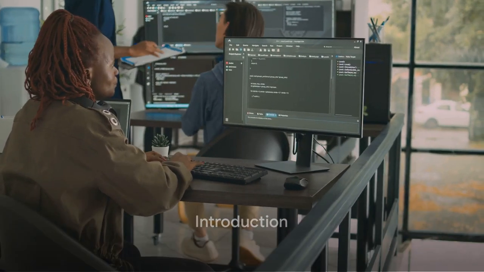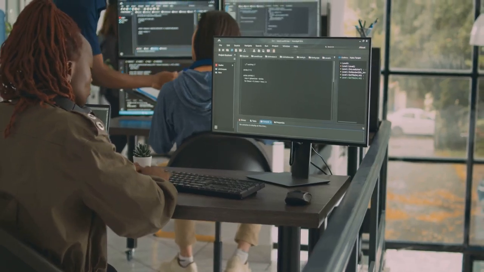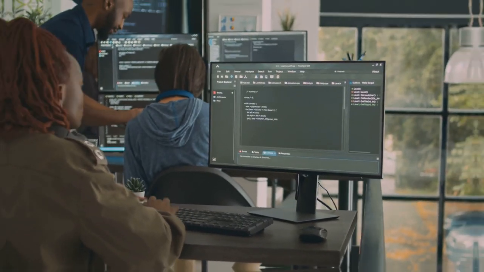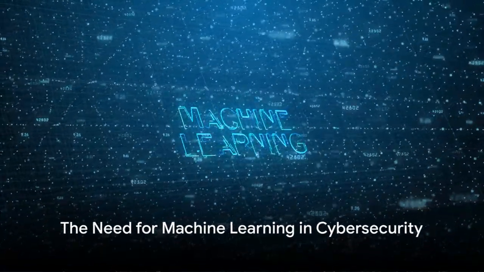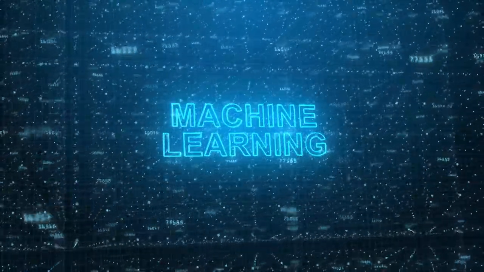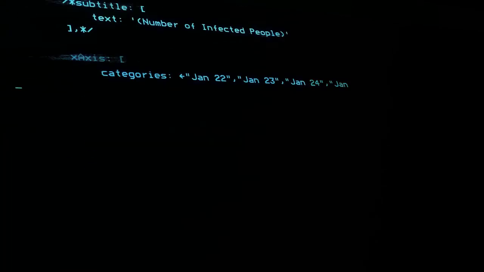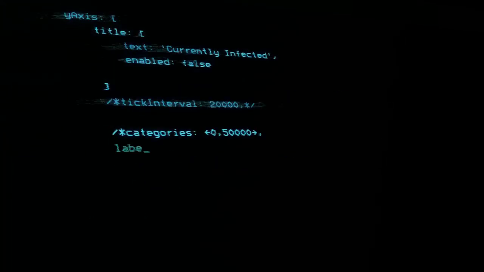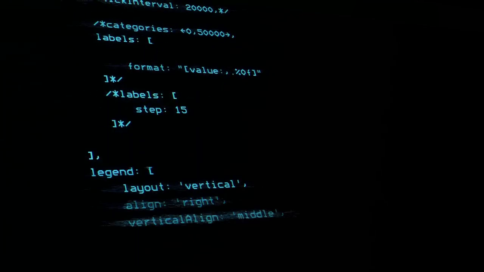Today, we're diving into the fascinating world of machine learning and its potential to revolutionize cybersecurity. The cyber landscape is constantly evolving, with new threats emerging every day. Hackers are becoming increasingly sophisticated, making traditional security measures less effective. This is where machine learning steps in, offering a powerful weapon in the fight against cybercrime.